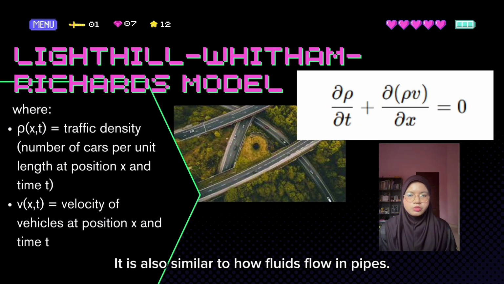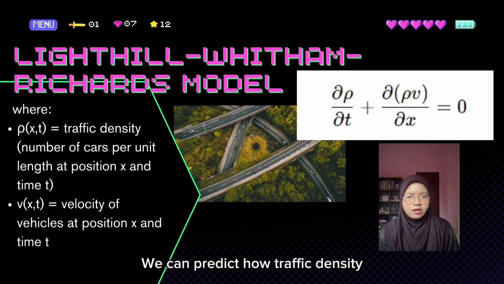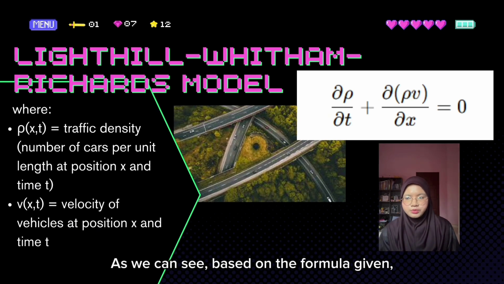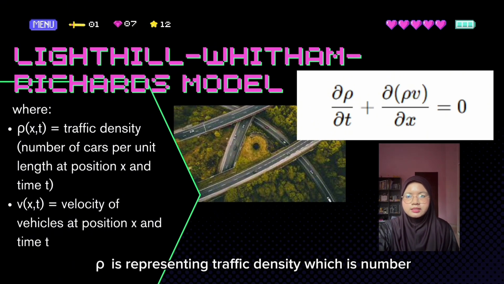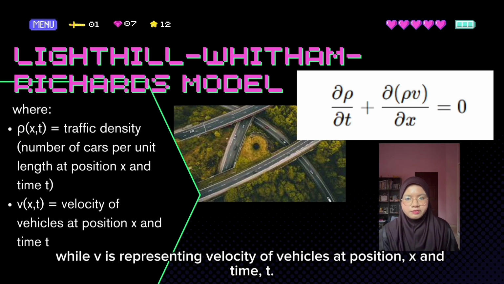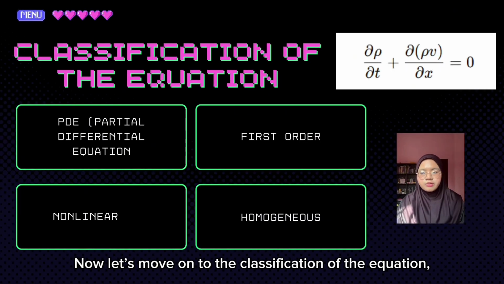It is also similar to how fluids flow in pipes. We can predict how traffic density changes over time based on the conservation of vehicles. As we can see, based on the formula given, rho represents traffic density, which is the number of cars per unit length at position x and time t, while v represents the velocity of vehicles at position x and time t. Now, let's move on to the classification of the equation.